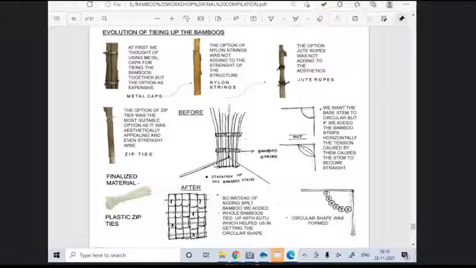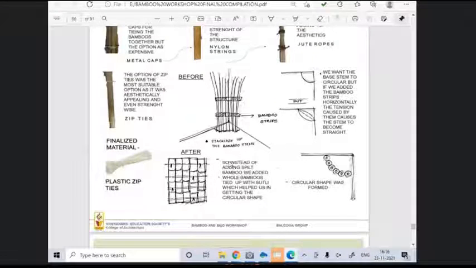We had to try different options for tying this. Some of the middle gaps, but it was an expensive option, so we discarded it. We tried nylon strips, but structurally it was not that good, as the bamboos were falling apart. Then the jute rope was a good option, but aesthetically it was not looking good. So finally we used plastic zip ties, which was the finalized material for tying up the bamboos.